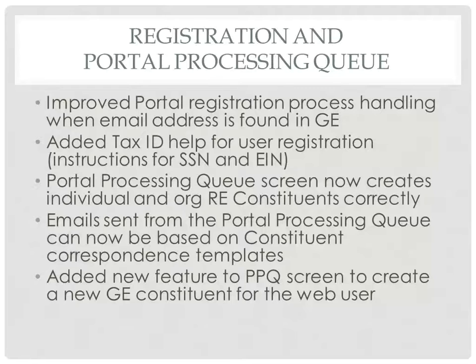Another enhancement that we've made here, this last one, is that emails sent from the portal processing queue can now be based on constituent correspondence templates. You're prompted in the portal processing queue, would you like to send an email to this individual, notifying them of your processing of their request? And it brought up a completely blank email. So you can now do a mail merge. You can choose one of your constituent correspondence templates and do a mail merge right there on the spot into your email. And then you can edit that before you send it. So that's something that a couple of folks have asked for.